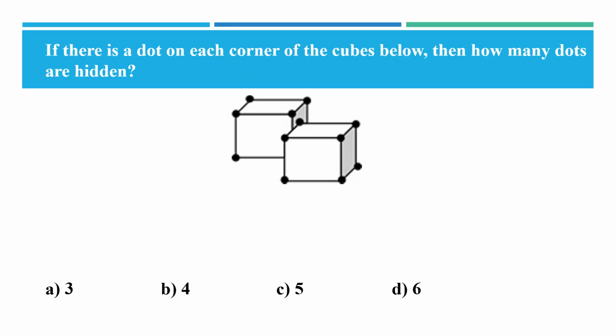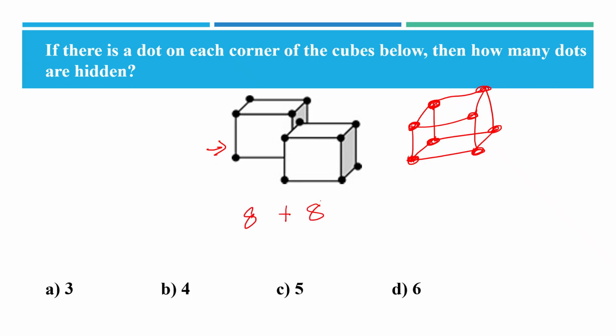Here is our next question. If there is a dot on each corner of the cubes below, then how many dots are hidden? As you see, we have two cubes and each cube will obviously have 8 corners. That's 8 vertices, sorry. So here we have 1, 2, 3, 4, 5, 6, 7, 8. Each cube will have 8 corners, and we have two cubes. Obviously, there will be 16 corners.